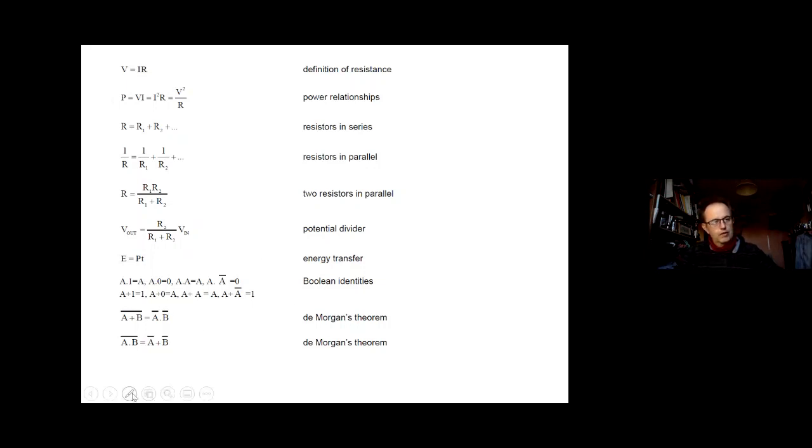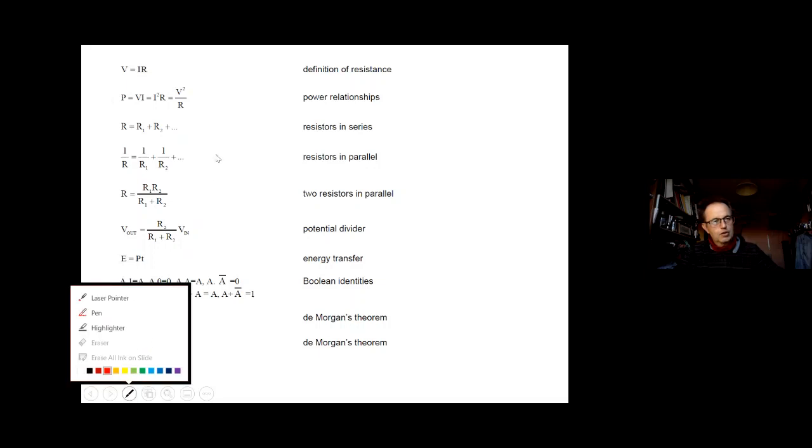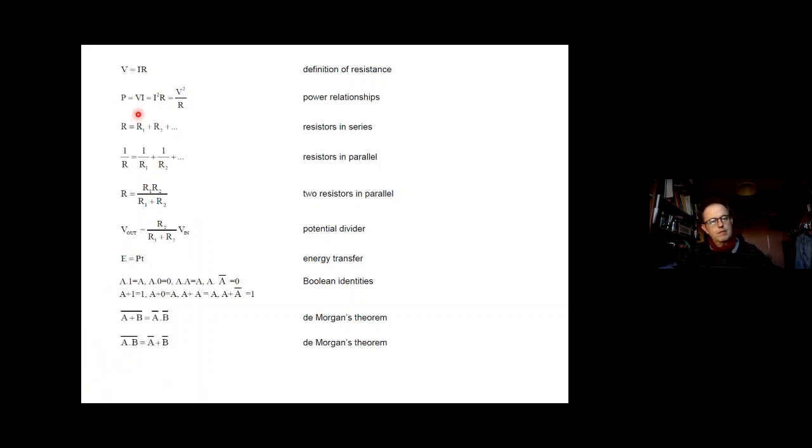You've got the VIR, you've got the VIR, be able to write that down at the start of an exam, and be able to rearrange that. You've got your power equations, always handy. You've got the 3 of them: your IV, your I squared R, and the V squared over R.